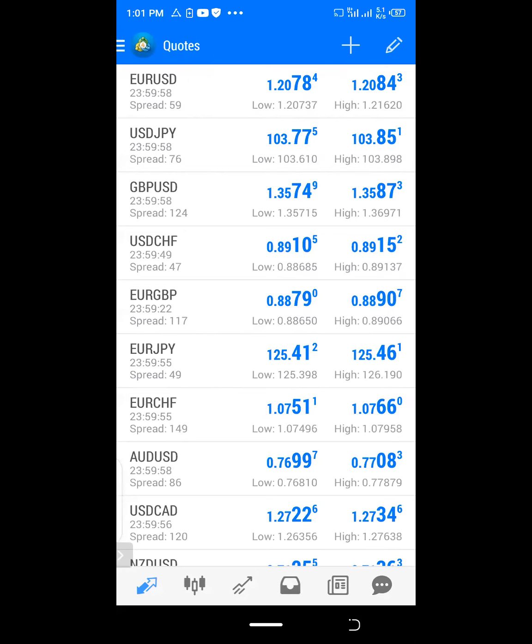Now you would notice that on my MetaTrader 4, you are seeing currencies in pairs. They are coming in twos. I have EUR/USD, I have USD/JPY, I have GBP/USD, I have USD/CHF, I have EUR/GBP, and so on.